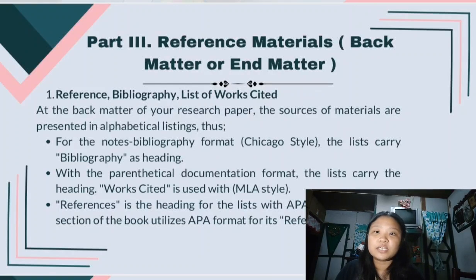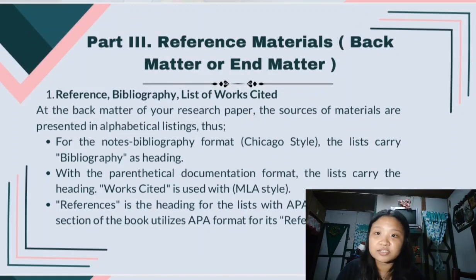So why do we call it a back matter or end matter? In our research paper, the back matter or end matter is the final section where you provide a list of all the sources you used to support your work. This section also helps readers find the original materials you referenced and verifies the information in your paper.